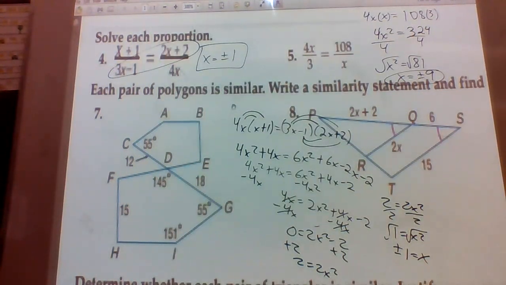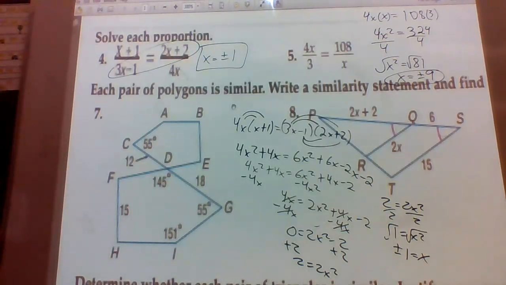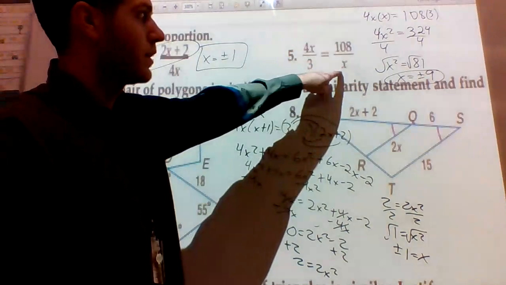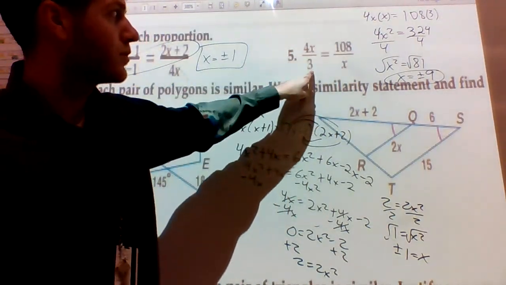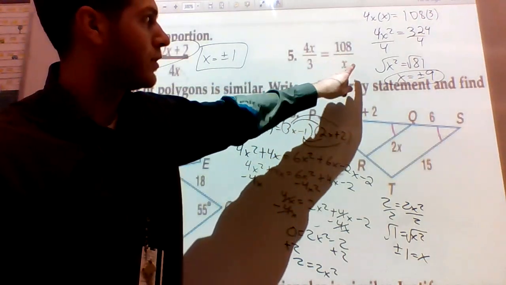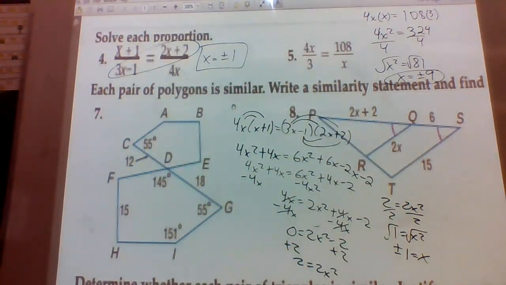So again, plus or minus 9. But you're going to want to check both those answers if it's part of a triangle or some other polygon, because one of those answers probably is not going to work. Okay, but for just this, it could be plus or minus 9. Because if you put a negative 9 in here, we're going to have negative 36 over 3 and 108 over negative 9. So those are going to match up. Those are each going to be negative 12. But in the positive 9, they're both going to be positive 12.